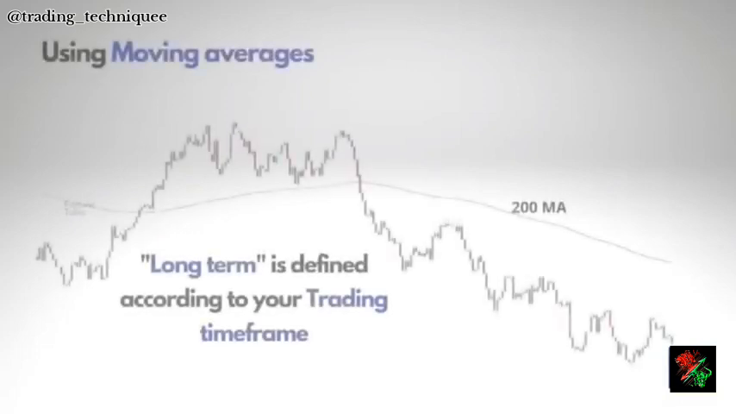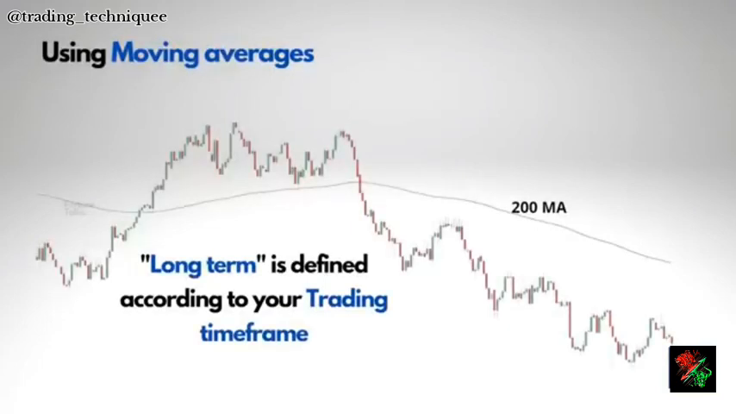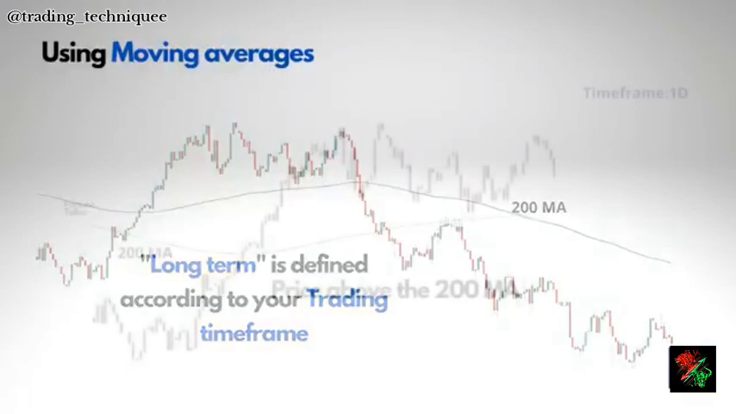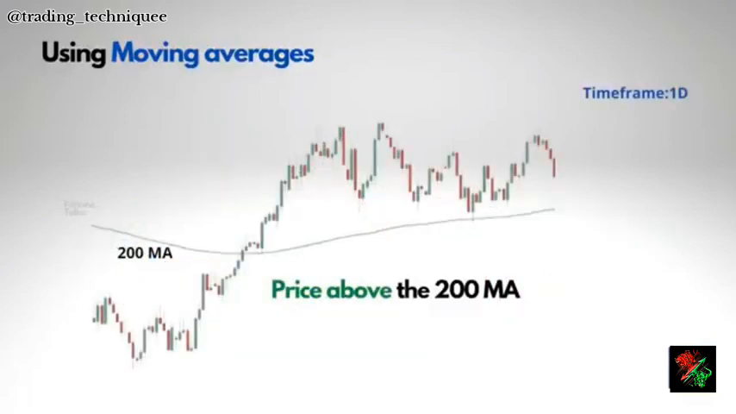Why is it the long-term trend on the particular chart you're trading? It is because you could be using a 200 moving average on a 5-minute time frame. That is not really a long-term trend because it's a 5-minute time frame, right? Likewise, it can be a 200 moving average on a daily time frame. Then that's a pretty long time frame. So it is actually the long-term trend of the chart that you are trading, depending on what time frame you are looking at. So let's use 200 moving average and 1 day time frame for this particular example.